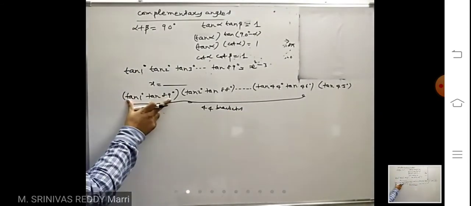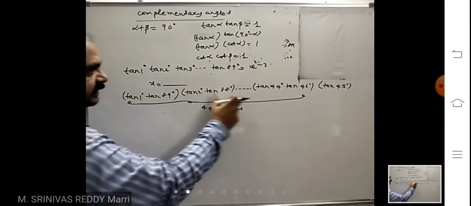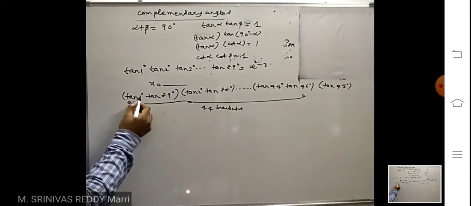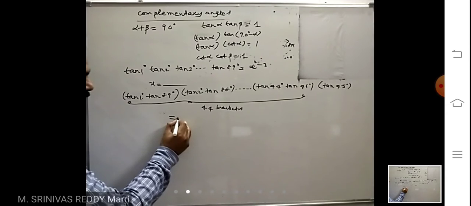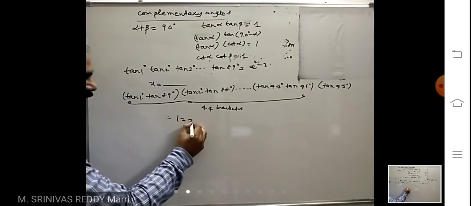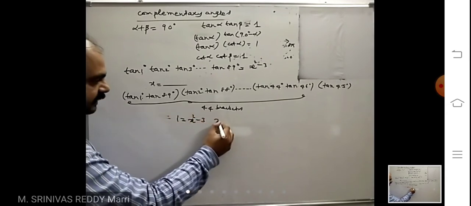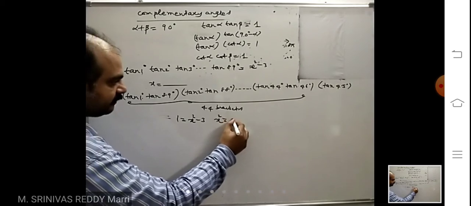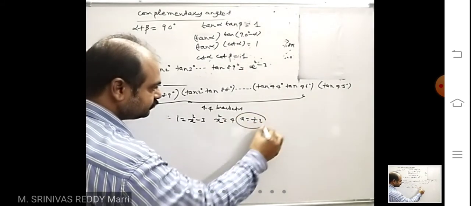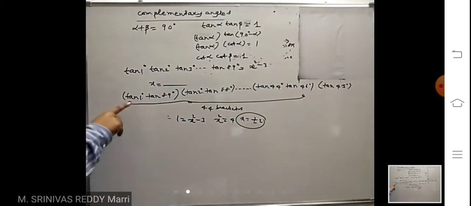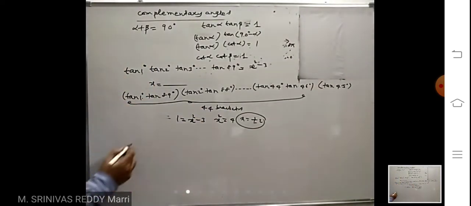So this will become 1. This will become 1. This will become 1. So therefore 1 into 1 into and so on 1, and that is 1. Therefore, LHS value is what? 1 equal to x square minus 3. So x square equal to 4. x equal to plus or minus 2. That is the answer.